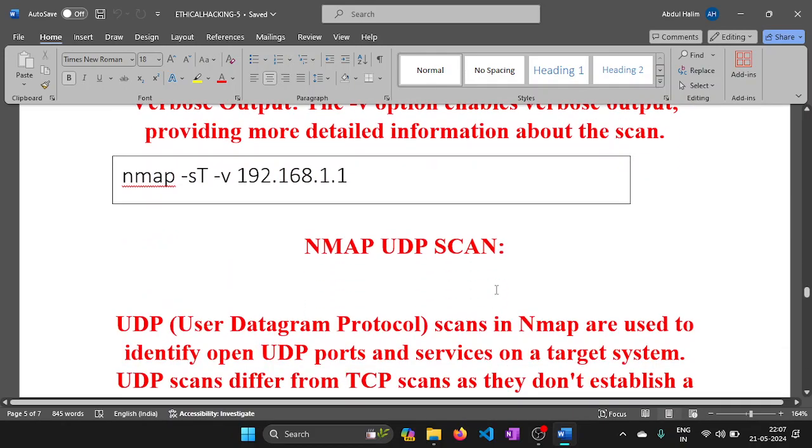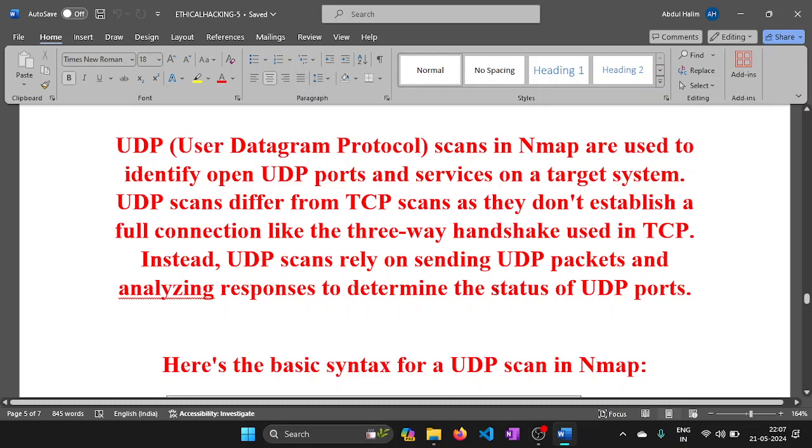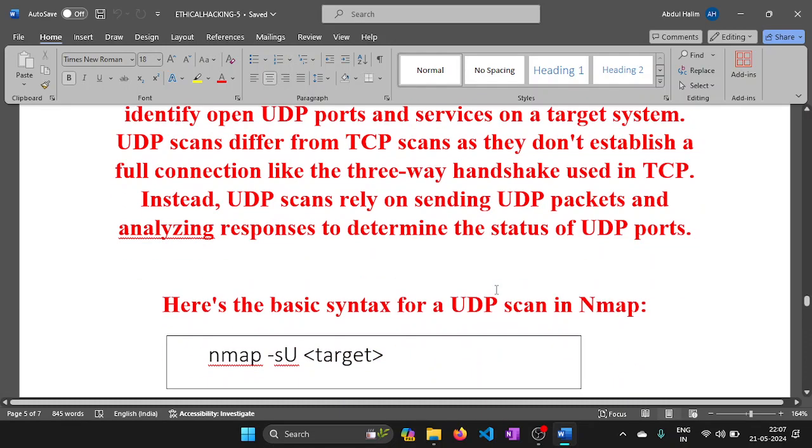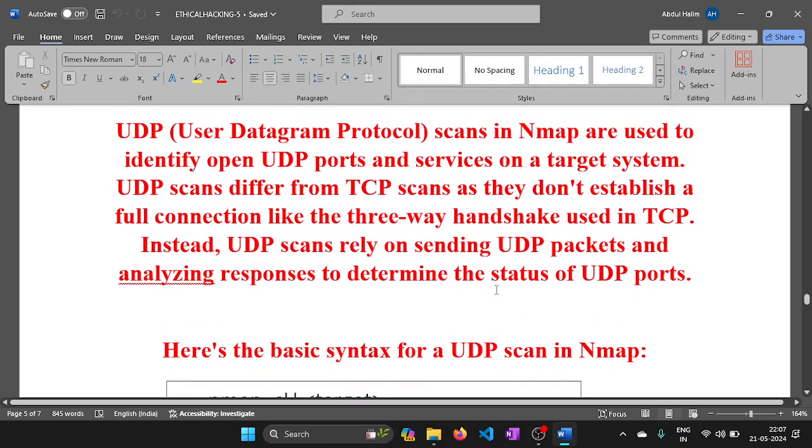Next, let us see Nmap UDP scan. UDP, User Datagram Protocol, scans in Nmap are used to identify open UDP ports and services on a target system. UDP scans differ from TCP scans as they don't establish a full connection like the three-way handshake used in TCP. Instead, UDP scans rely on sending UDP packets and analyzing responses to determine the status of UDP ports.